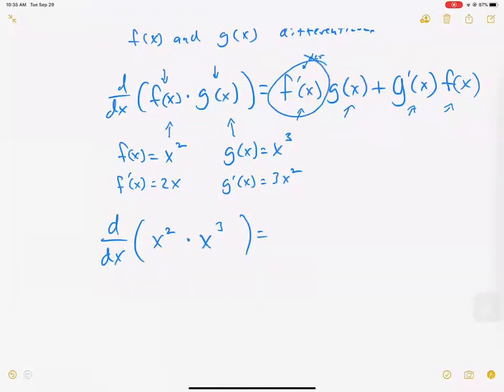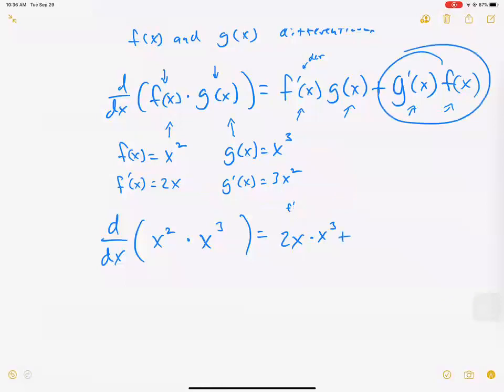Well, first, take the derivative of the front. The derivative of the front is 2x, right? That's f prime. Leave the back alone, right? That's just g. But take a look, see that? That's f prime and g. Plus derivative of the back. We have that written already. That's going to be 3x squared times regular f.